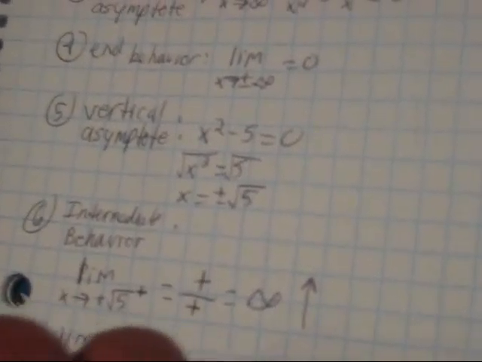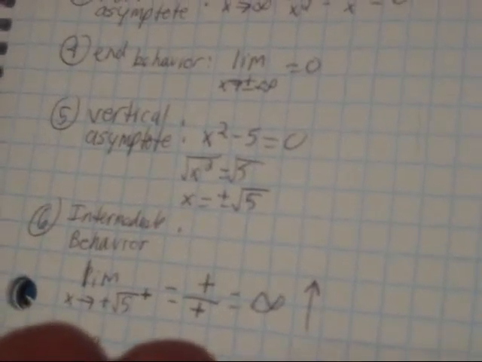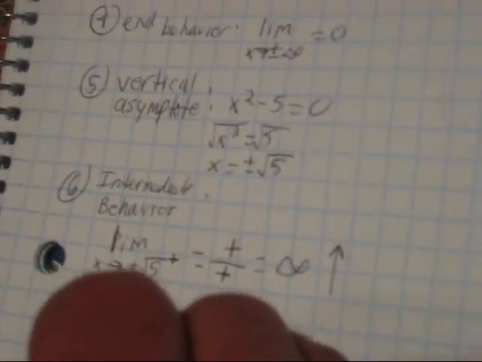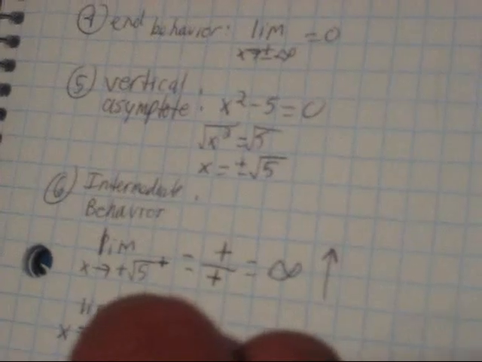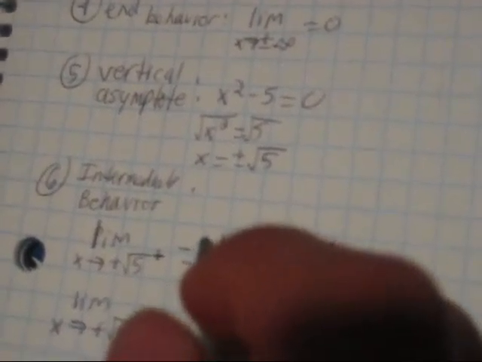The limit of x to positive radical 5 to the left of the asymptote is going to turn out to be a positive on the top when you plug it into the original equation, and a negative on the bottom. And that's going to turn out to be a negative infinity, so it's going to go downward to the left of the graph.